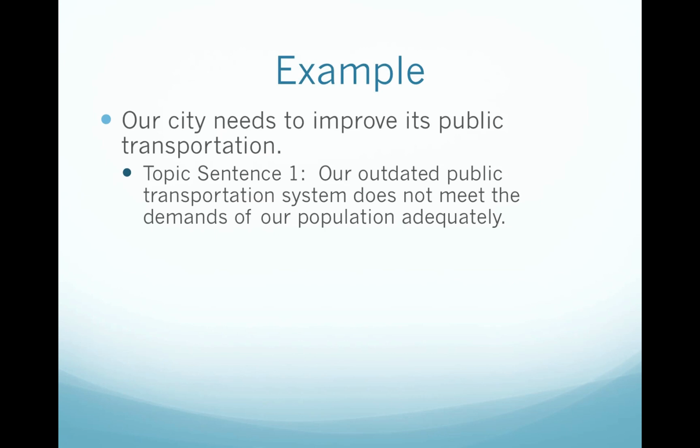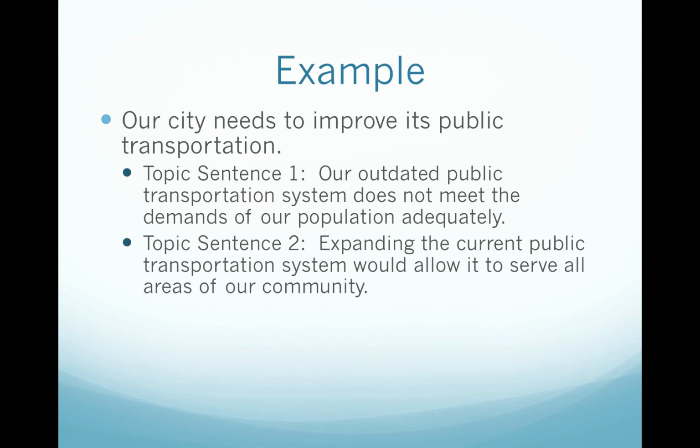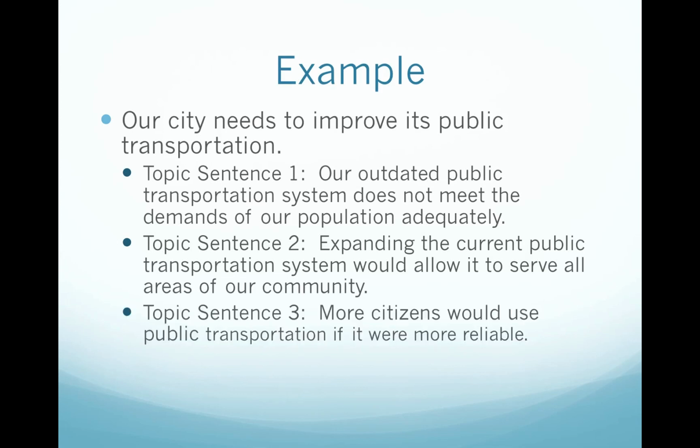But do you see how that statement goes back and ties into the overall argument that we need to improve our public transportation? And then after I've defended that paragraph and supported it, my next topic sentence that will go in the second paragraph would be, expanding the current public transportation system would allow it to serve all areas of our community. Then I can move forward with that and explain. But you see how there's still a relationship to the thesis statement. Topic sentence 3, more citizens would use public transportation if it were more reliable. Another opinionated statement, another statement that has to be justified or supported, and yet it still relates back to that thesis statement of the city needing to improve its public transportation.